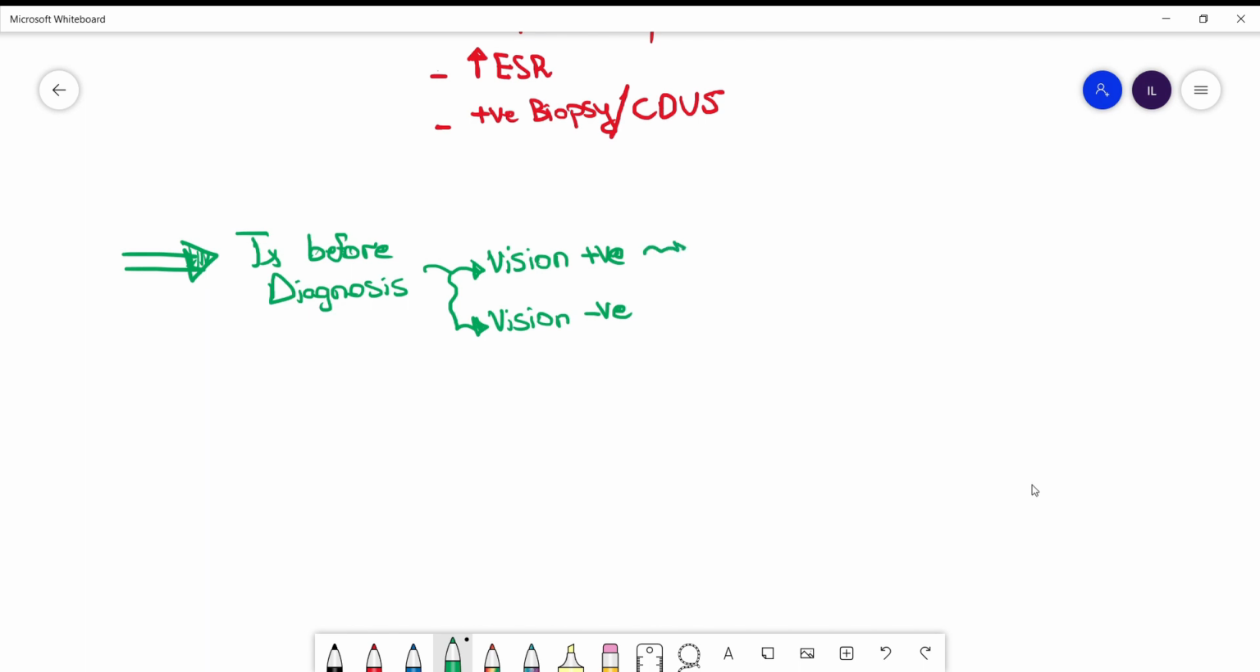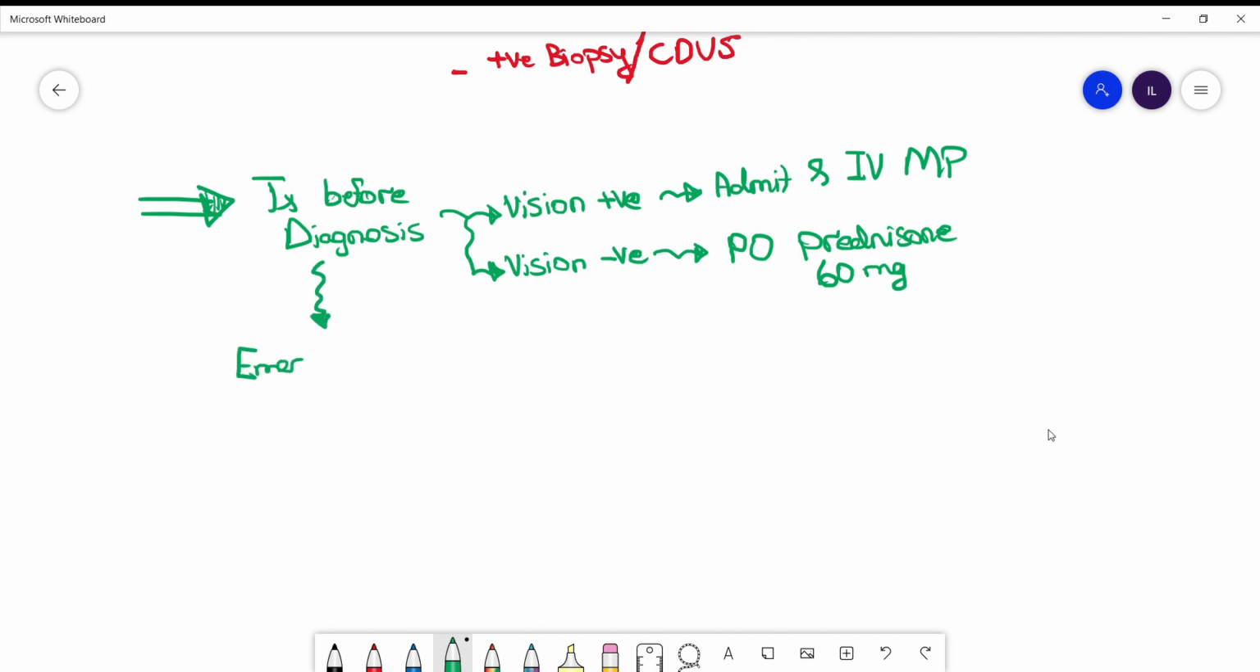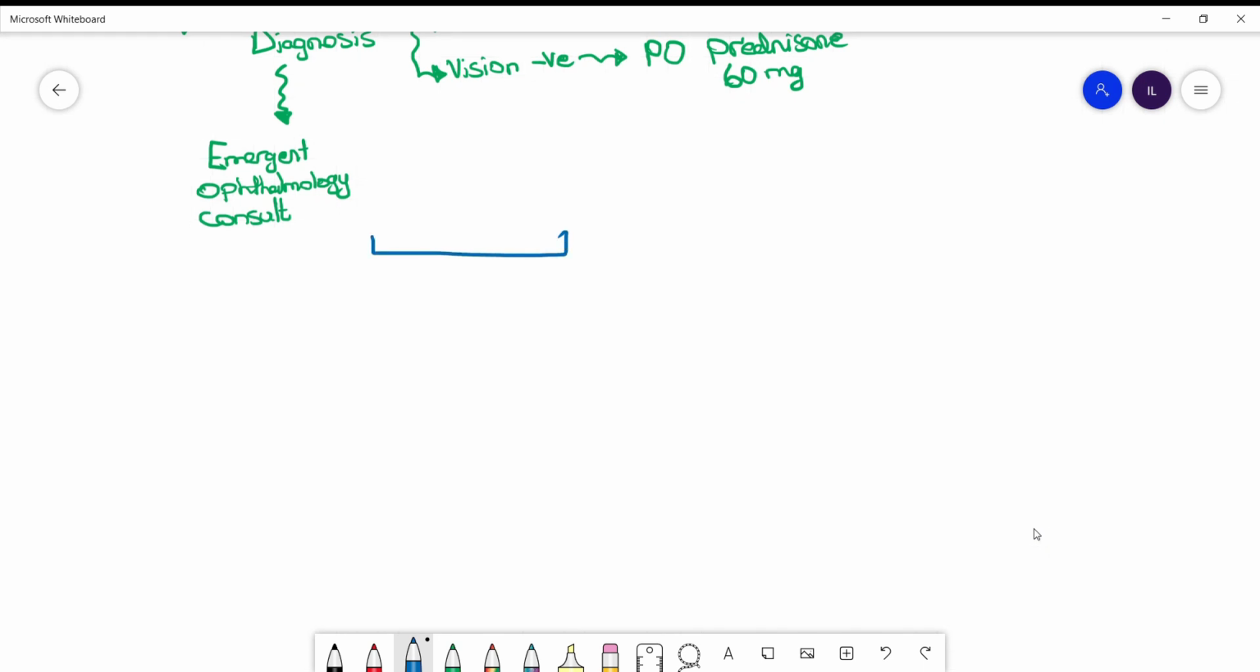Now, if the patient has visual changes, then they need admission to the hospital and IV methylprednisolone. If they don't have any visual symptoms, then you can just treat them with PO prednisone, 60 milligrams, and taper down. And make sure to consult ophthalmologists emergently, who can help you with the diagnosis as well. Now, one important thing to notice: after you start the steroids, these patients have a quick response, and within 1 or 2 days they will start to feel much better, their vision is better, and their headache is much better.